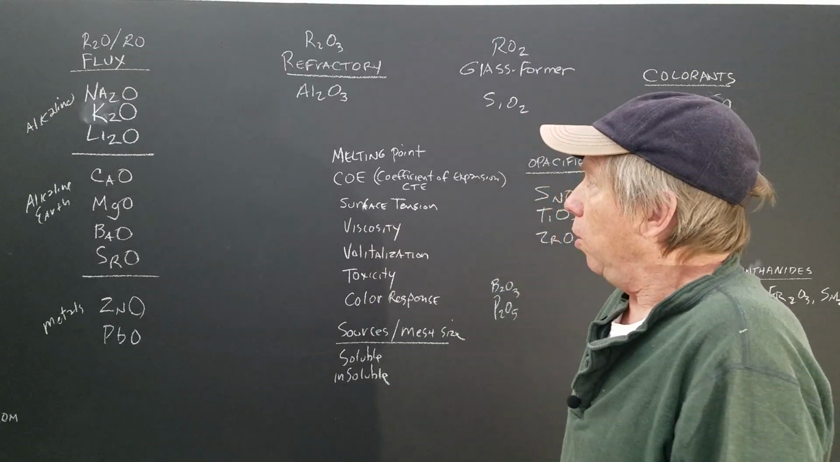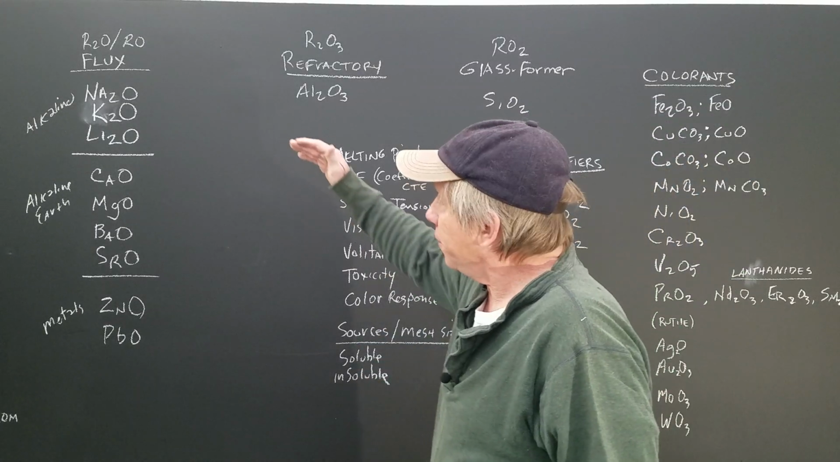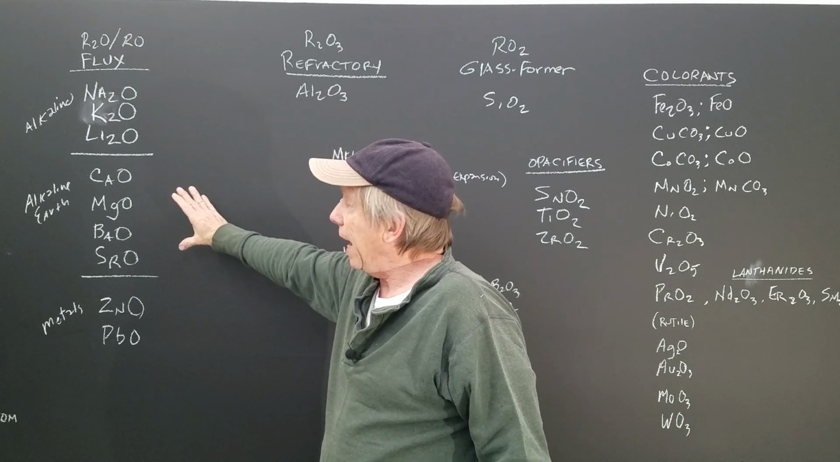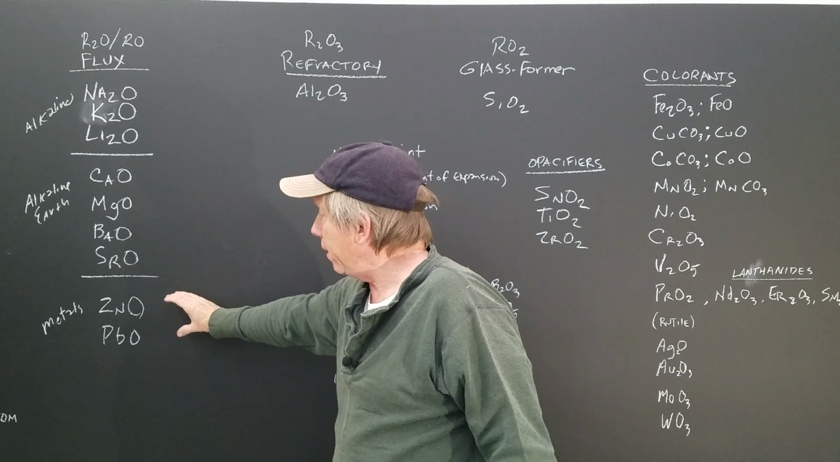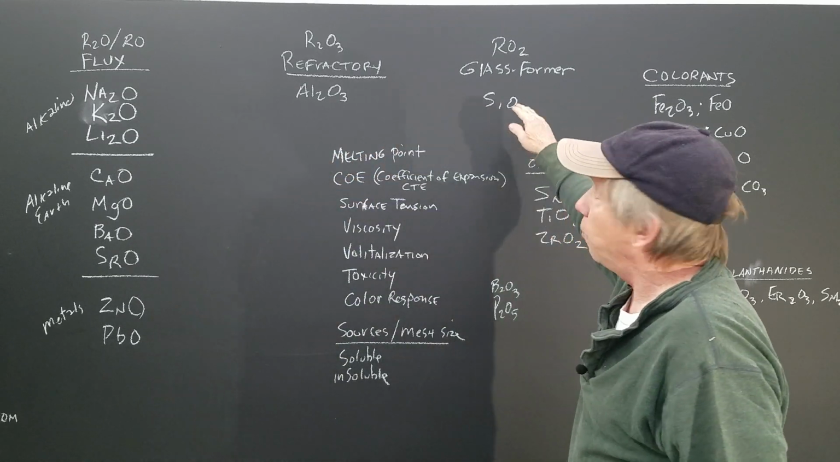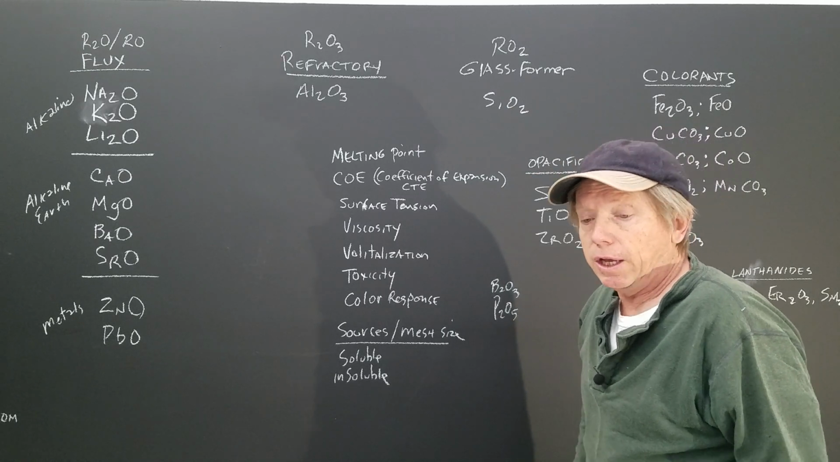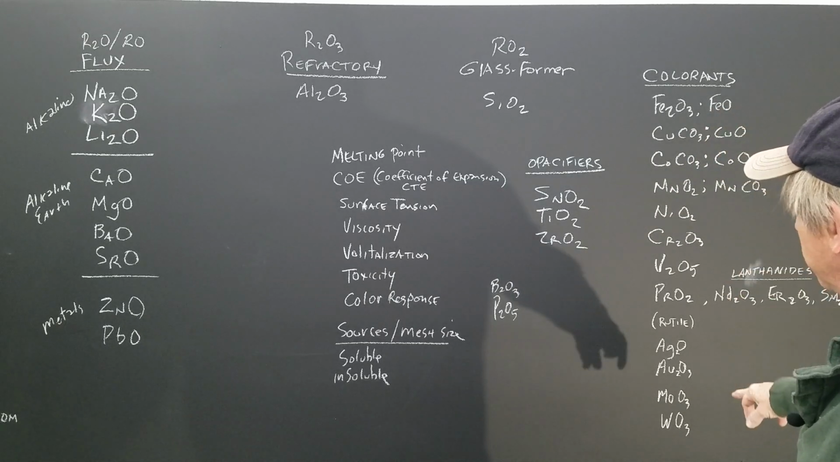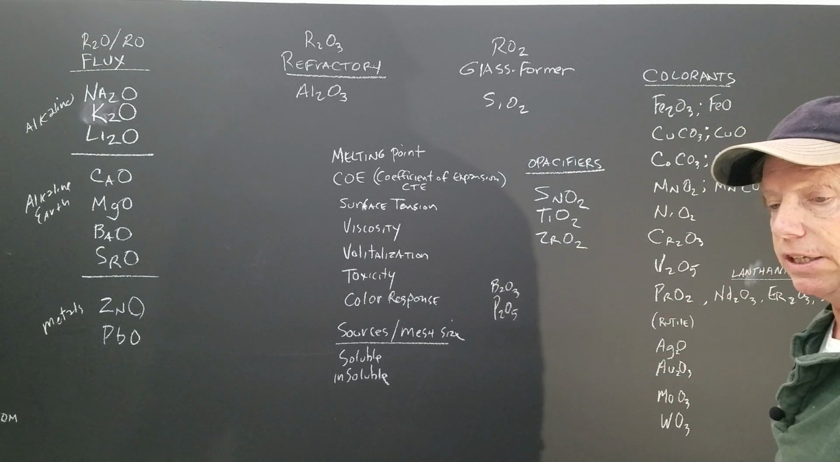Okay, so first of all, this is our flux column, and here's our alkaline fluxes, our alkaline earth fluxes, our metals, got our refractory, and we got our glass former, silica. Now over here I've got opacifiers and colorants also, and some miscellaneous things.